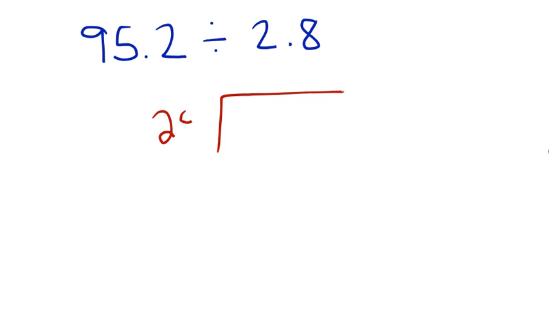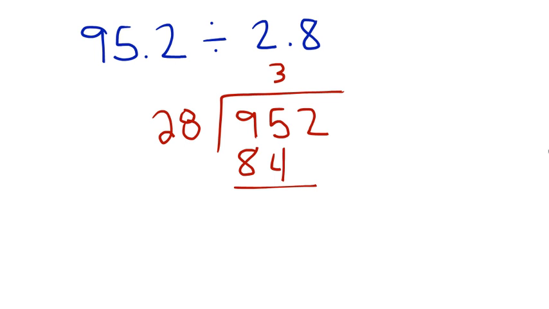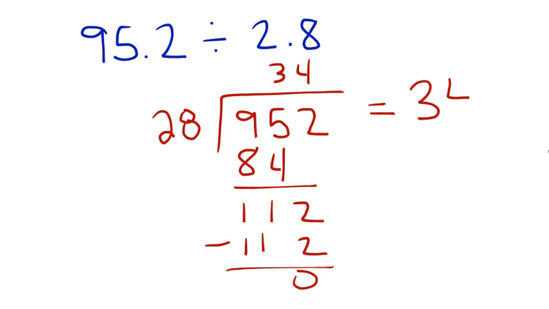Okay, so this is now 28, and this is 952. Okay, so 28 goes into 95 3 times. 3 times 8 is 24. Right? And 28 goes into 112 4 times. So we end up with our answer being 34, because we didn't have to add any more decimals to that. Okay, so 34. Beautiful. Okay.